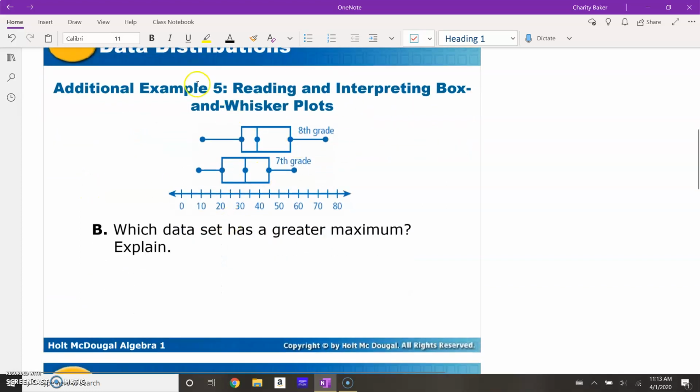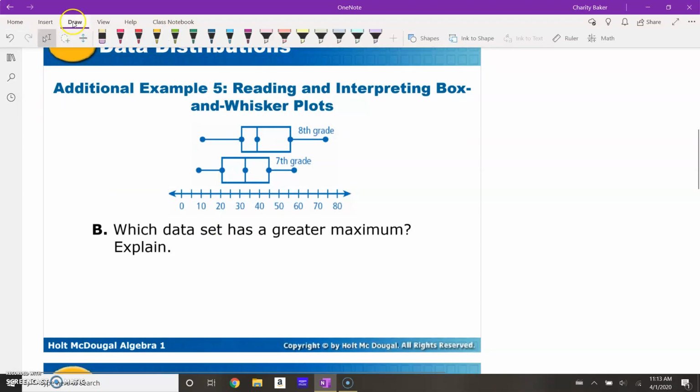It's the same graph, and this one's a little bit more straightforward. You probably like this one better. Which data set has a greater maximum? Which data set has a greater maximum? So we need to find the maximums. So what's the maximum here? 7th grade, that's about 58 or so. 8th grade, about 74, 75, somewhere around in there. So which one is bigger? Well, obviously the 8th grade one.